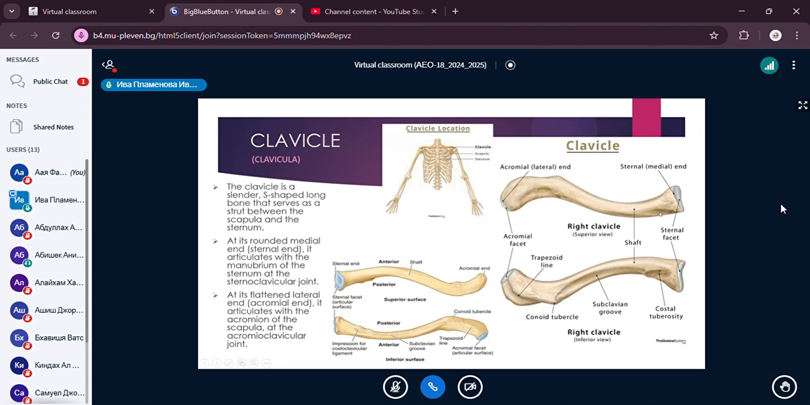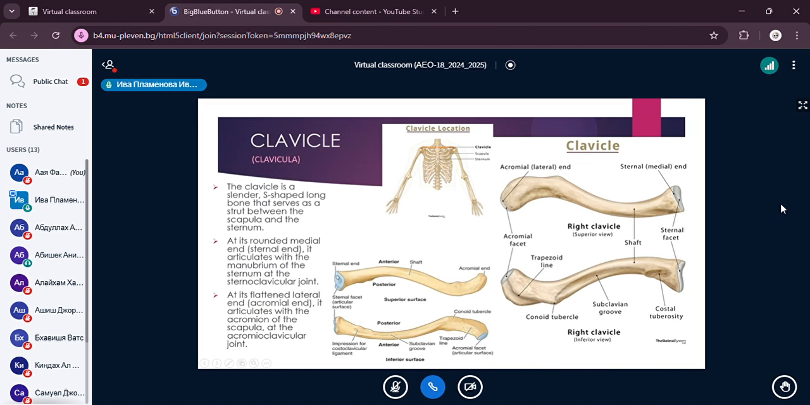So, sternal or medial end with sternal facet, acromial or lateral end with acromial facet. That's the lower surface, that's the upper surface, that's the lower surface of the clavicle. Near to the sternal end, we have costal tuberosity, subclavian groove, of course, and near to the acromial facet on the lower surface we have linea trapezoidea and tuberculum conoideum. Linea trapezoidea for ligamentum trapezoideum, tuberculum conoideum for ligamentum conoideum.